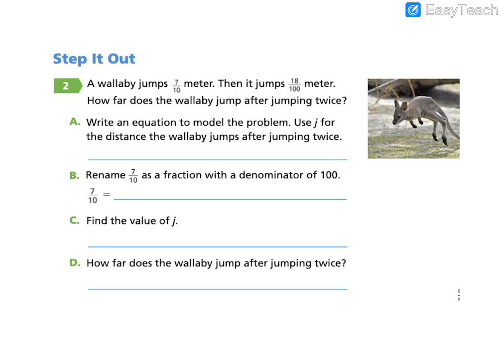Let's go ahead and complete problem 2. A wallaby jumps 7/10 of a meter. Then it jumps 18 hundredths of a meter. How far does the wallaby jump after jumping twice? Write an equation to model the problem. Use J for the distance the wallaby jumps after jumping twice. So go ahead and write your equation now. What will J equal?